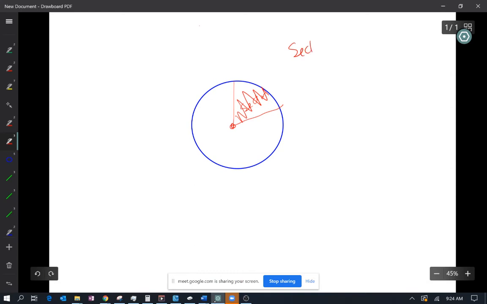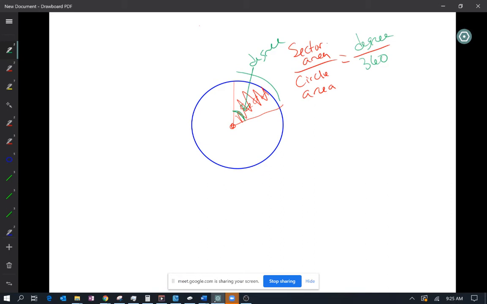So the sector's area to the circle's area is going to be proportional to this degree right here, this degree measure, or this arc for that matter. So the degree measure to 360. All we're saying is sector area to full area is proportional to degrees to 360.